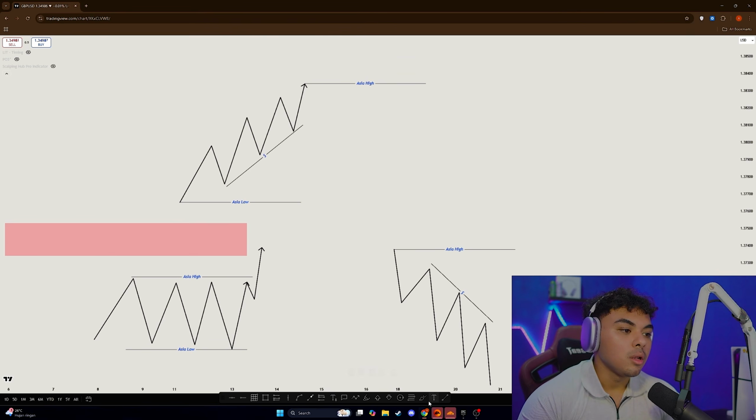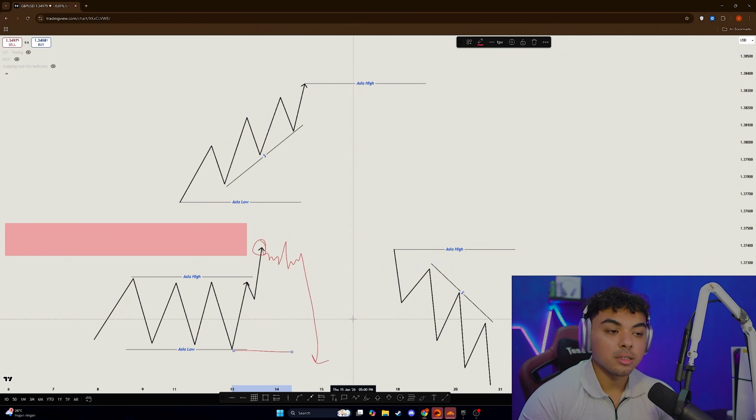Now, let's look at this one. We said that selling from the high, considering an entry model is given, we would be targeting the Asia low. That would absolutely be valid. Yeah, that is absolutely what we're going to do.